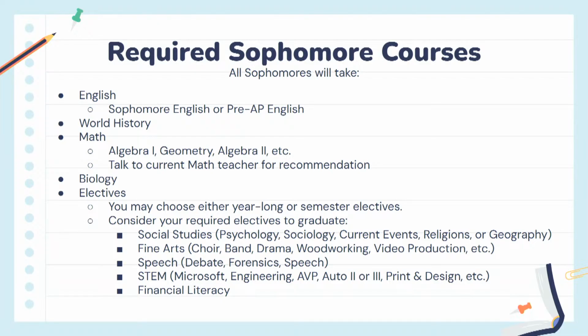But if you're having to look for something to fill STEM, the Microsoft Certification Academy class counts, Intro to Engineering counts, Advanced Video Production, Automotive 2. So if you're in Automotive 1 this year and you like Automotive 1, you can do Automotive 2 next year.